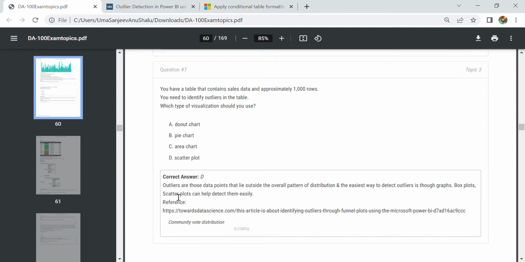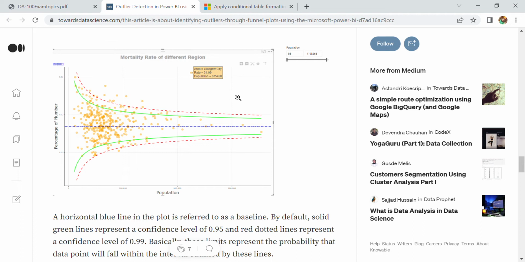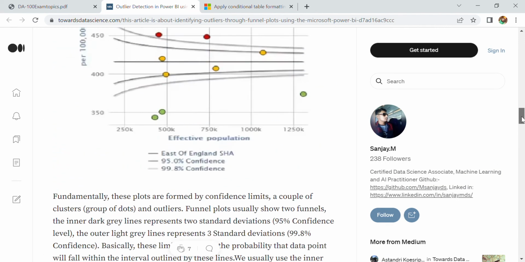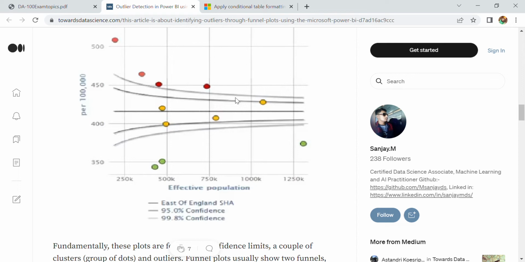So the first topic is outliers. What are outliers? Outliers are those data points that lie outside the overall pattern of distribution, and the easiest way to detect outliers is through graphs. For more information you can go through this topic, where we can see the kinds of outliers. Why are outliers used in data science? Because they matter for the analysis of the data, and these are sometimes the risk factor. Business needs to analyze these.